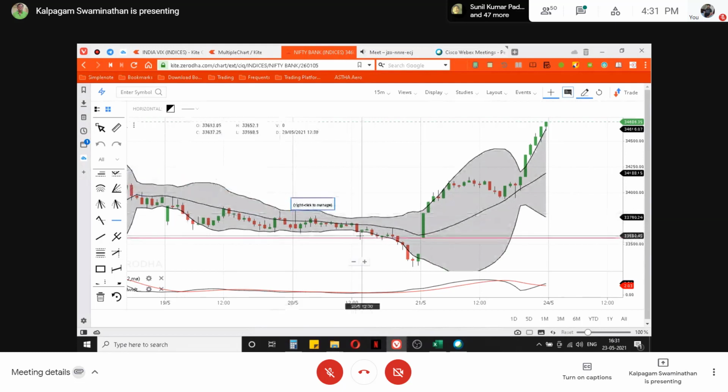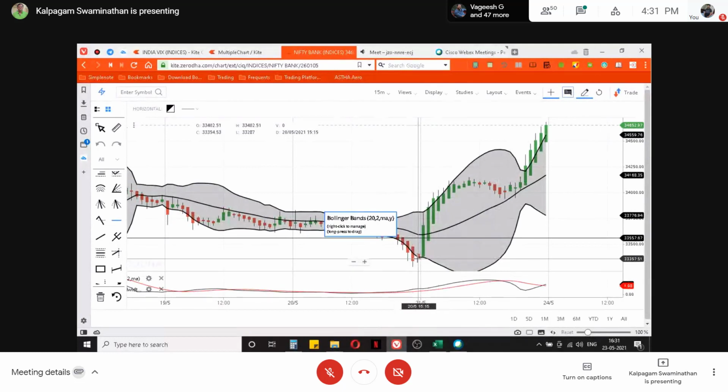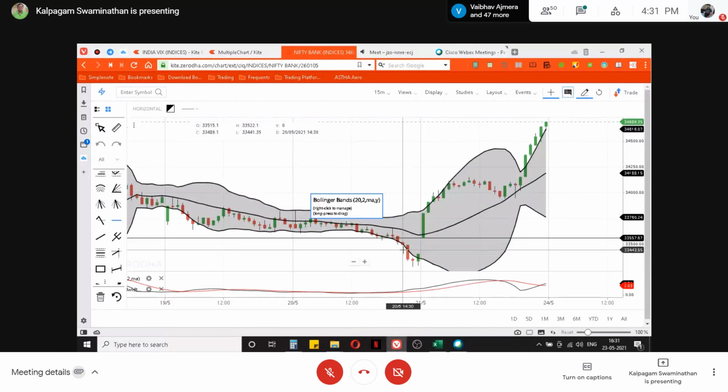You had actually a pretty neat case of expansion of the Bollinger Band here. If you had caught it on the previous day's Heikin-Ashi, you would still have been more profitable. Slightly more profit, not much. 30, 40 rupees extra you would have got.